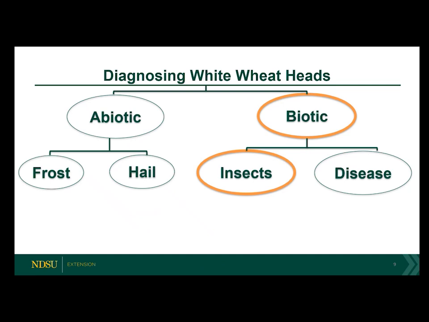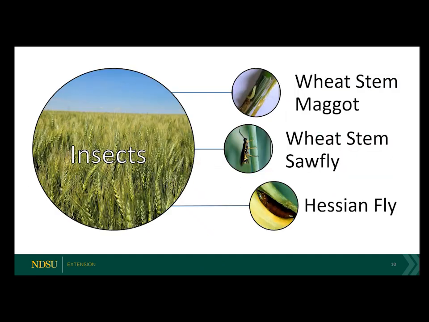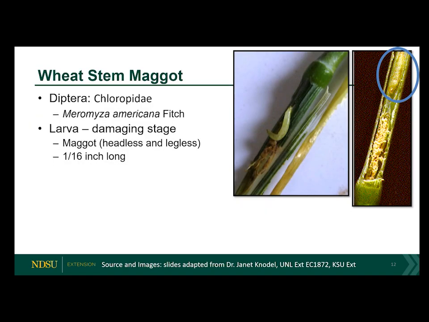So we can know that there could have been hail in the area. Next up, I'm going to go to the other side, biotic, so living organisms, thinking insects and diseases. For insects, we're going to talk about the wheat stem maggot, wheat stem sawfly, and the Hessian fly to give you an overview. For one, the wheat stem maggot is a fly, and the larva is the one that's actually doing the damaging. It's pretty small, 1/16 inch, as you can see here.